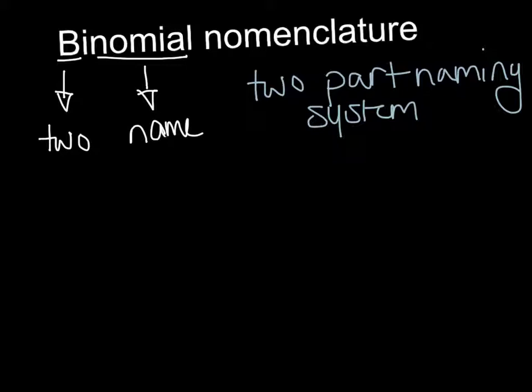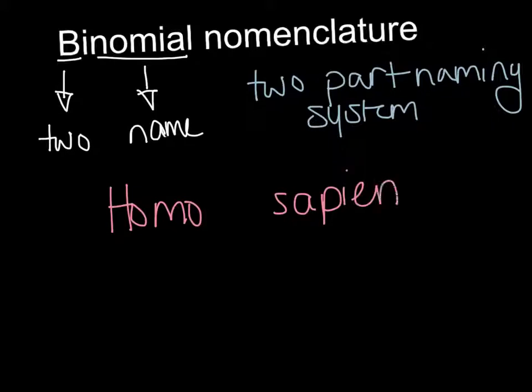For example, does anyone know the scientific term for humans? Austin? Homo sapiens. Good, Homo sapiens. Two parts, right? Now, when we write a name scientifically, the first word is always capitalized and the second word is lowercase. The other thing is if you're typing it, it's italicized.